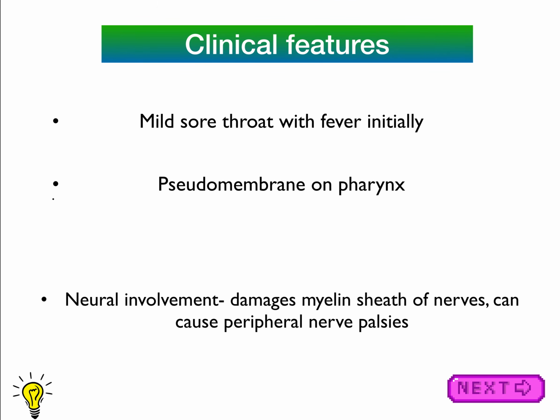So it starts with a mild sore throat with fever initially, pseudomembrane, of course. And by now you should drill into your head pseudomembrane on the pharynx in diphtheria. Myocarditis will be in 10% of patients. And the neural involvement, okay, this toxin can actually damage the myelin sheath of nerves and cause symptoms like peripheral nerve palsies.